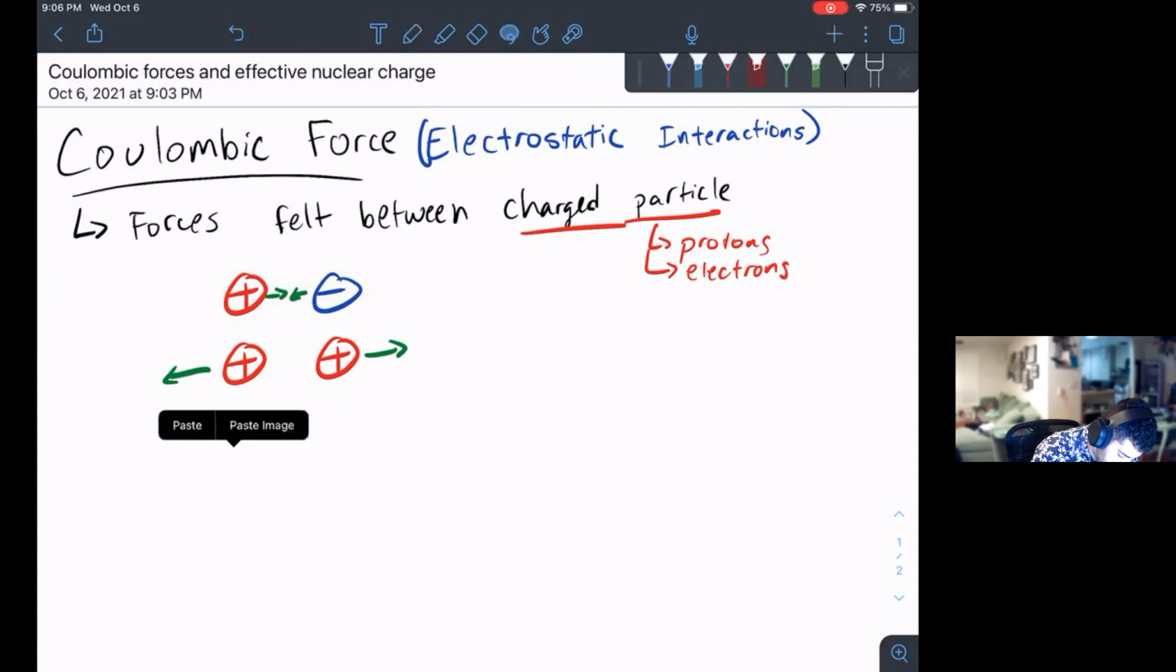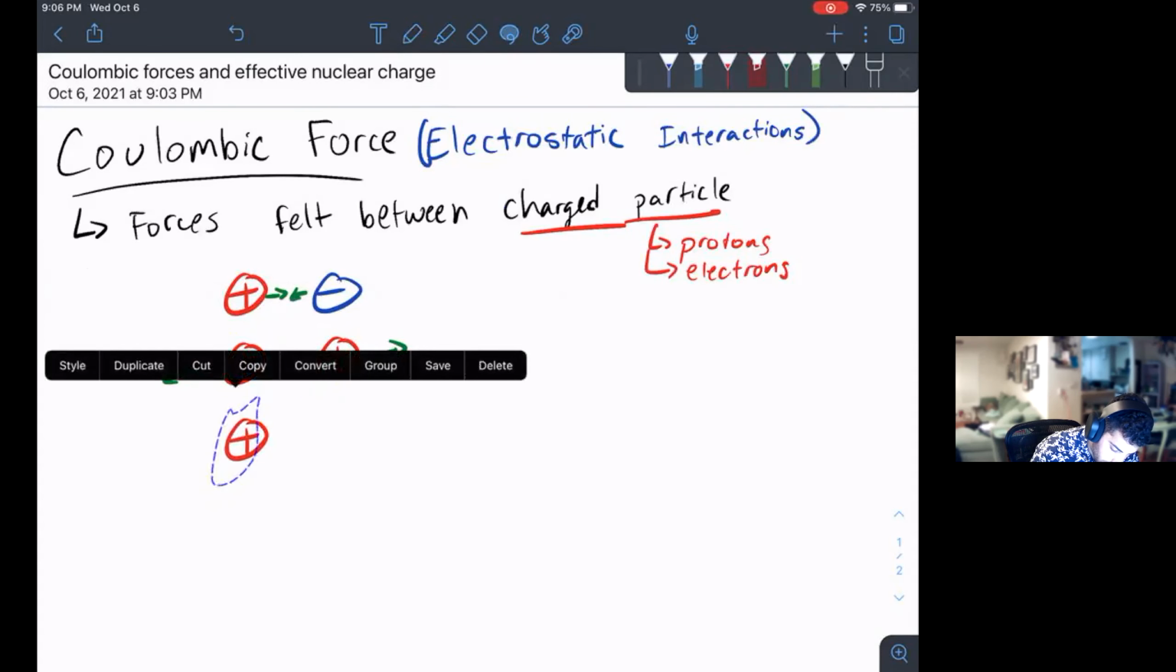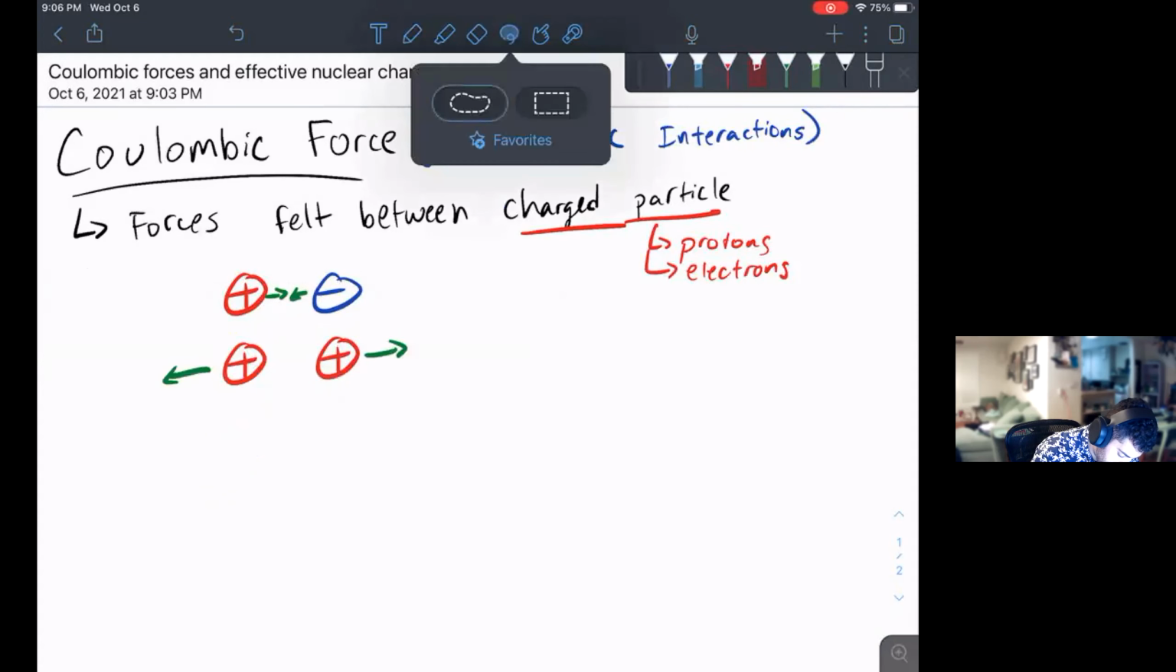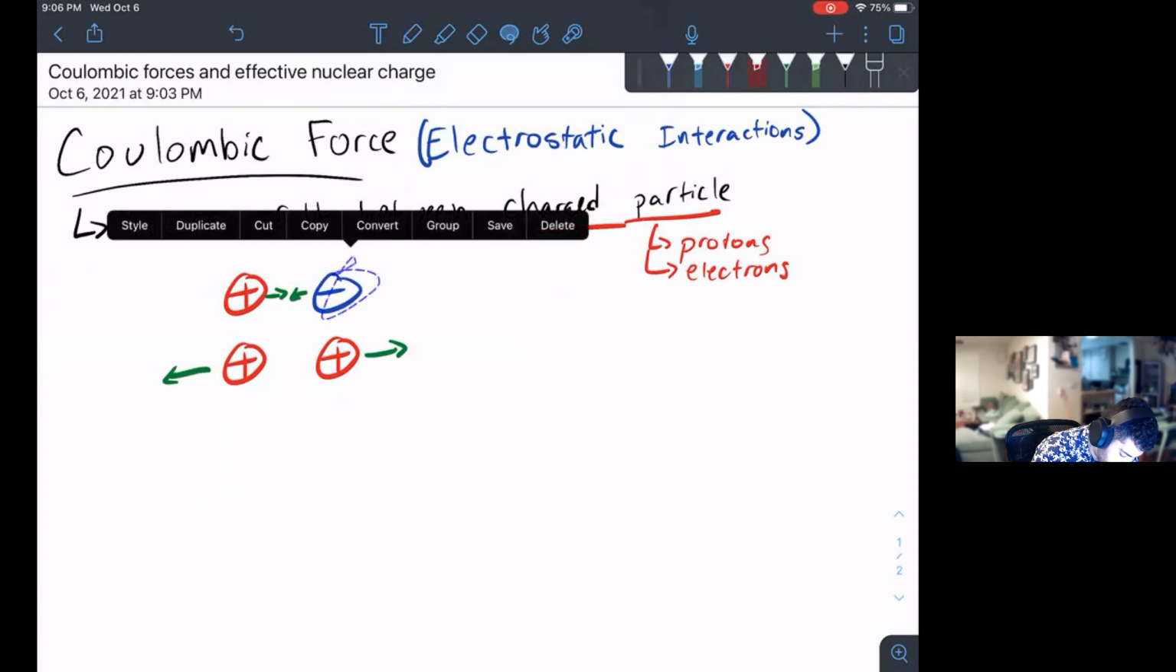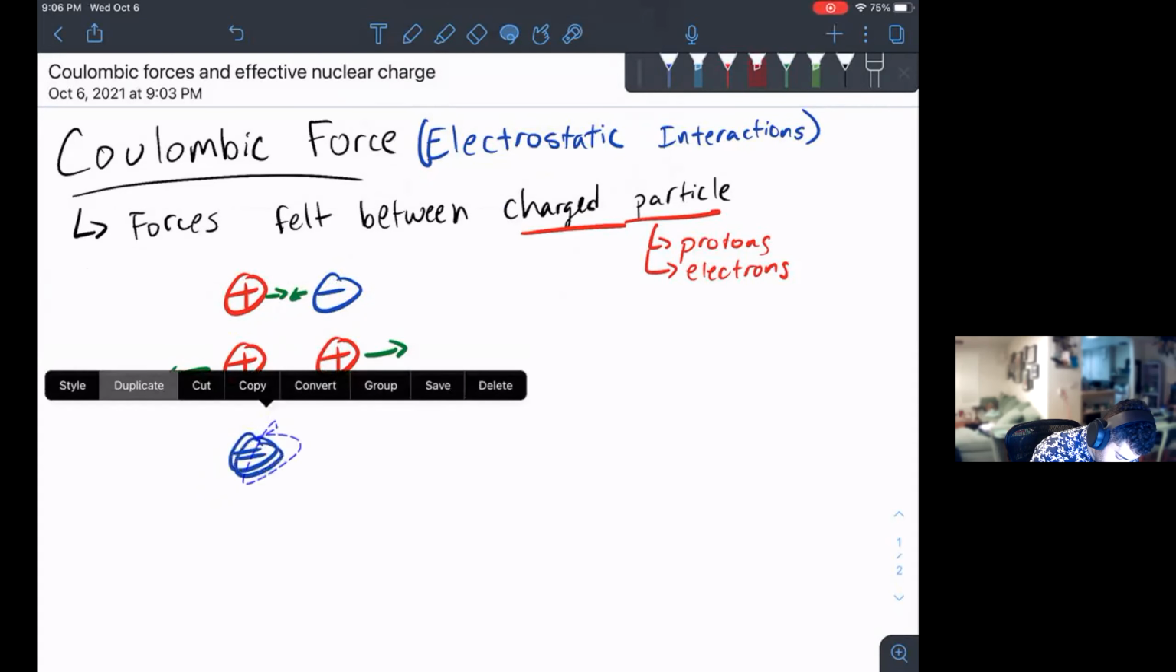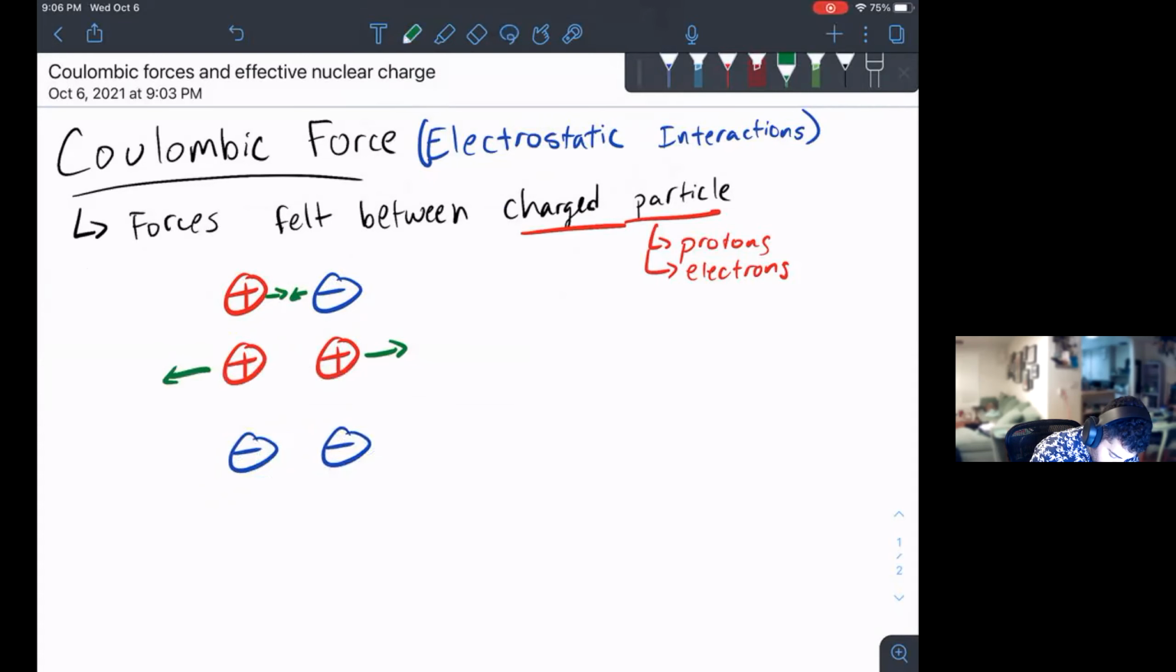And lastly, we can do a, oh, whoops, my bad. A negative and a negative charge. And that will also repel. So you can think of these similar to magnets. When you have the North Pole and the North Pole, it repels, or South Pole and South Pole, it repels. But when you have opposites, they attract. So here we kind of have opposites attract and same repel.